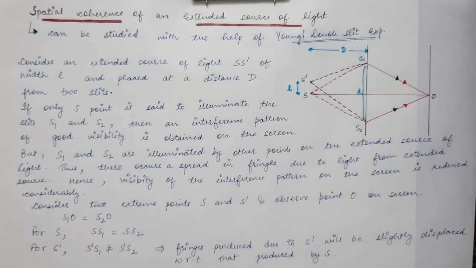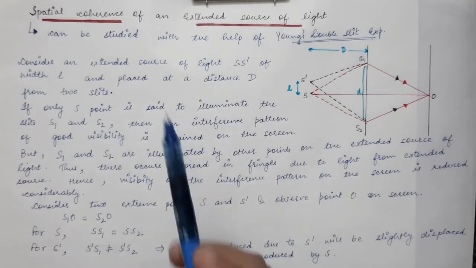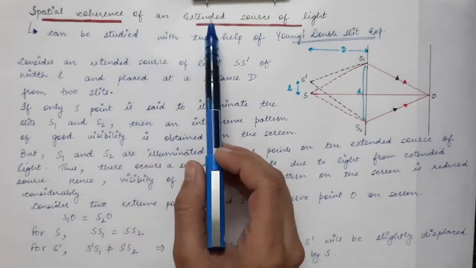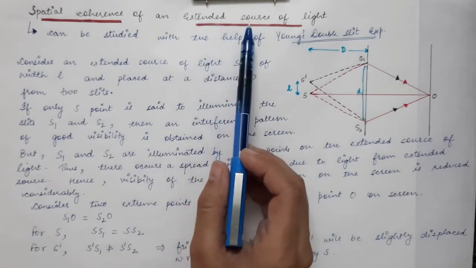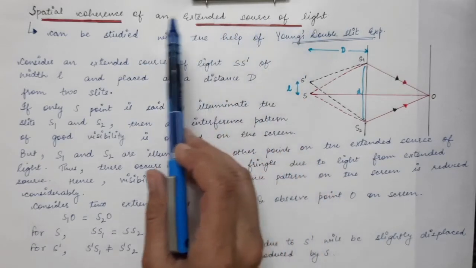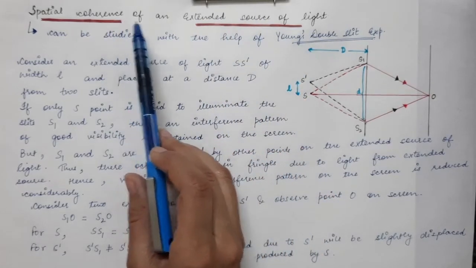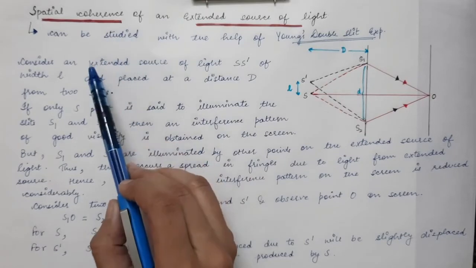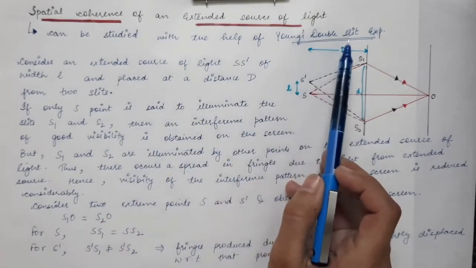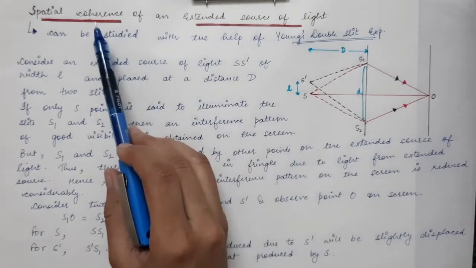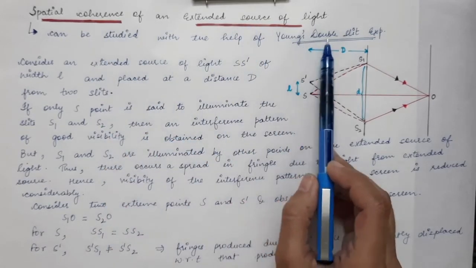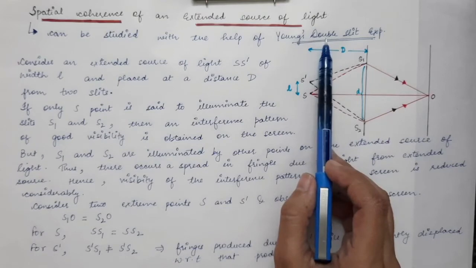And in this lecture, we are going to find out the formula for the longitudinal coherence length. Now, the spatial coherence of an extended source of light. Here we are going to consider an extended source of light, and spatial coherence is usually studied with the help of Young's double slit experiment. For the case of an extended source, the spatial coherence is studied using Young's double slit experiment.